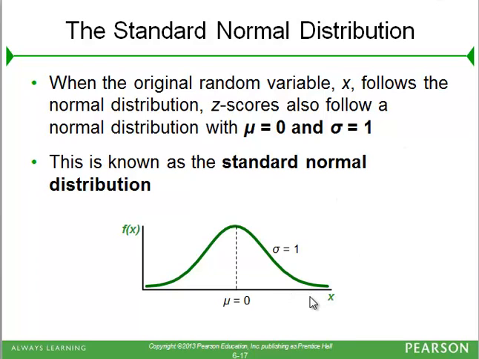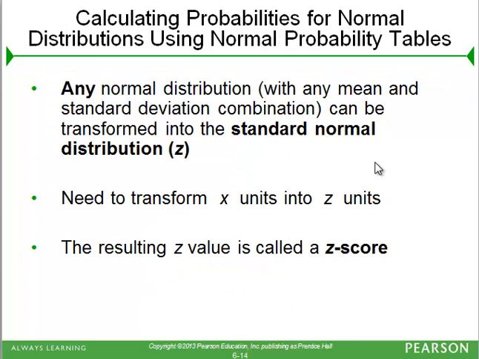That is, I just mentioned z value. Therefore, the method is how we convert any normal distribution into a standard normal distribution. That is, we need to transform x units from any normal distribution into z units, the value on the standard normal distribution. And the resulting z value, we call that Z-score.